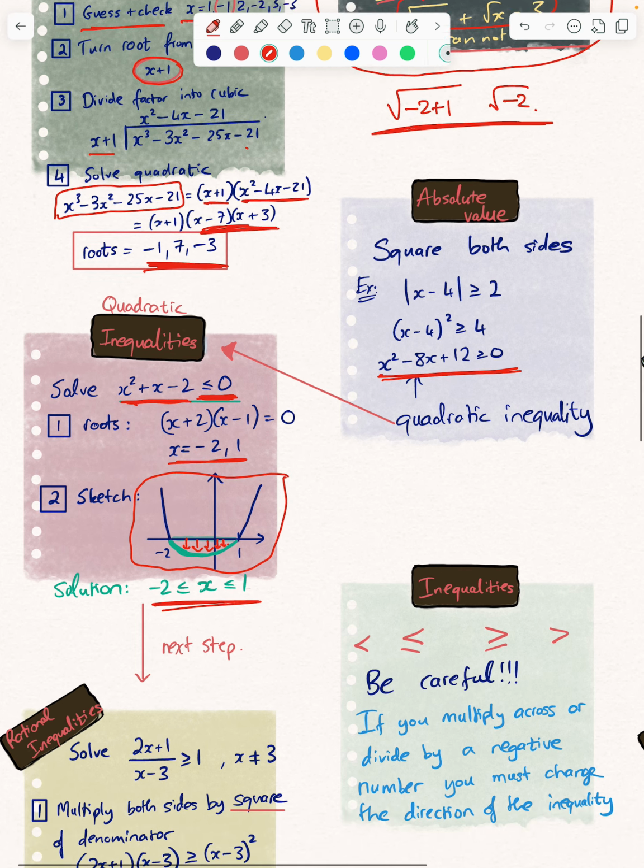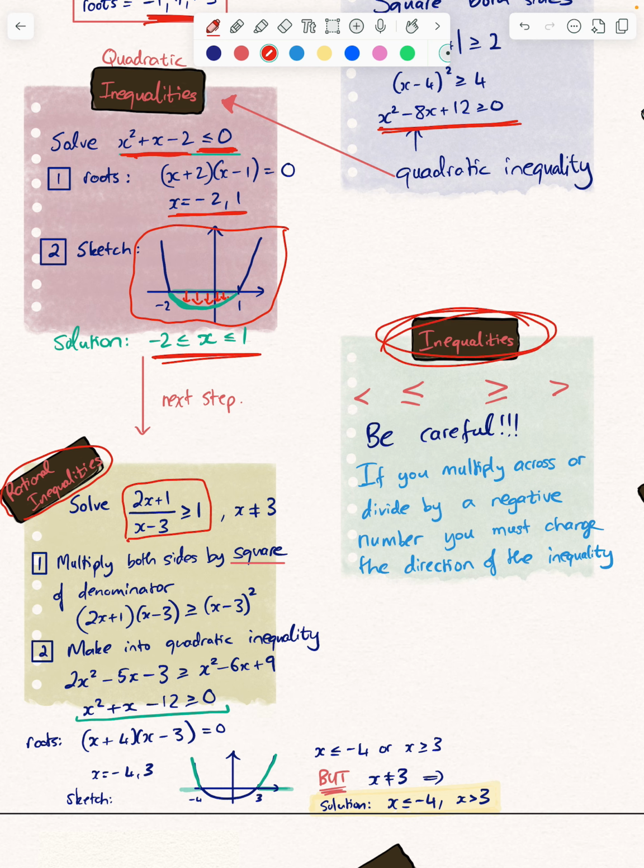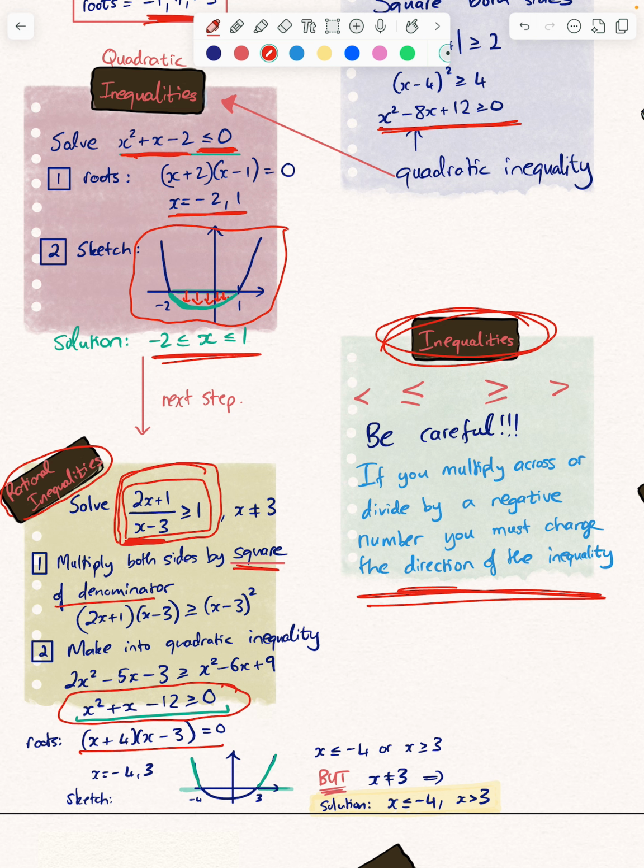Okay, now quadratic inequalities also arise when you go to solve rational inequalities, so inequalities of this form. One thing in general to keep an eye on with inequalities, I have it over here, is to be careful. If you're multiplying across or dividing across by a negative number, you must change the direction of the inequality. And that becomes relevant up here for your rational inequalities, because you'd like to multiply across by x minus 3, but you don't know whether that's positive or negative. So you multiply both sides by the square of the denominator. Okay, that will give rise to a quadratic inequality, and when you have the quadratic, find the roots, sketch, and figure out what values you want.